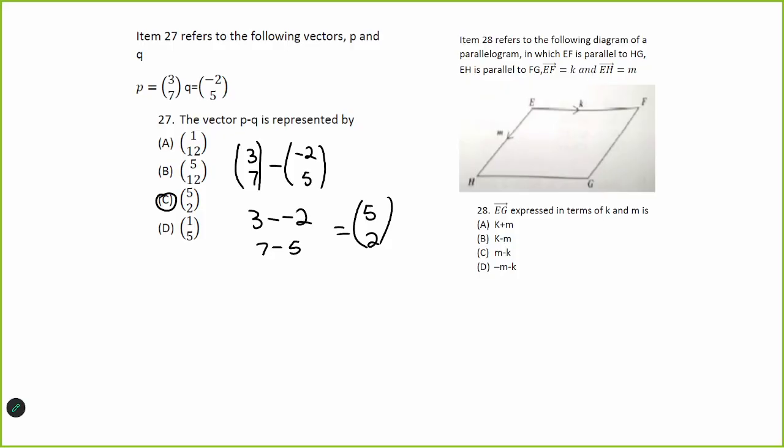Now this one, item 28, refers to the following diagram of a parallelogram. Again, this is a repeated question. I think the answer is K plus M, but let's just pay attention. This is K and this is M. Opposite sides are parallel to each other and equal to each other. So if I want EG, I would go from here to here and here to here. That's M plus K, which is the same thing as K plus M.